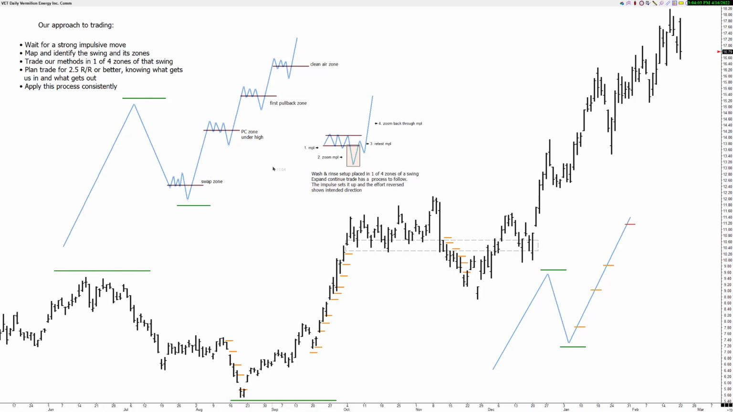And each time we work in this focused way, we learn a little bit more about each zone, a little bit more about the setup, a little bit more about markets in general, a little bit more about ourselves trading. So that's it. That's our approach.